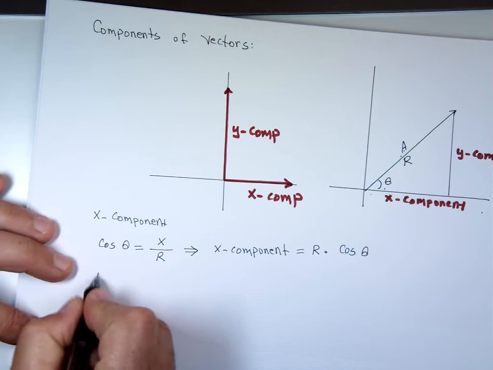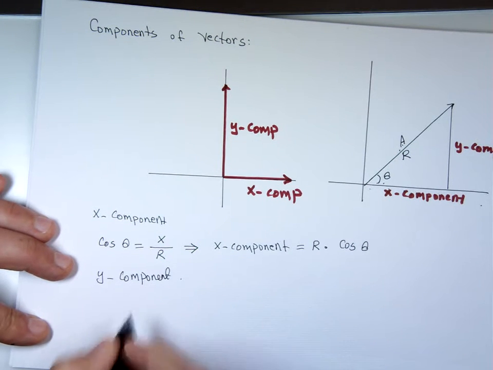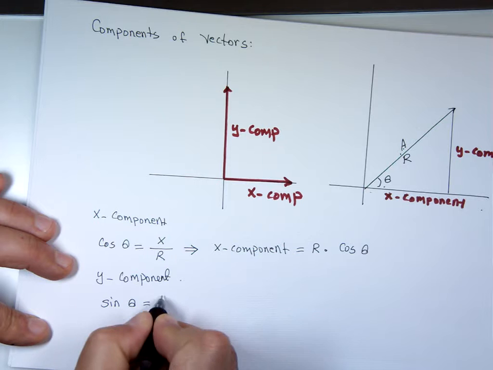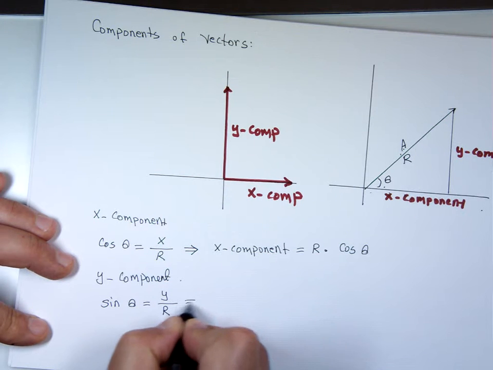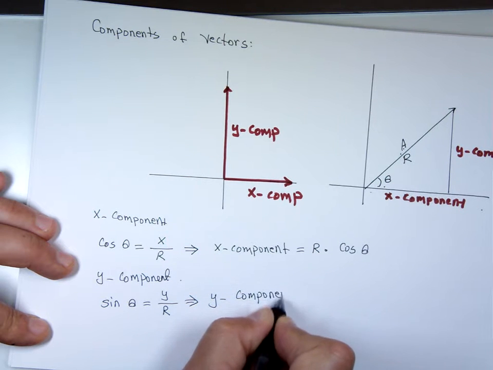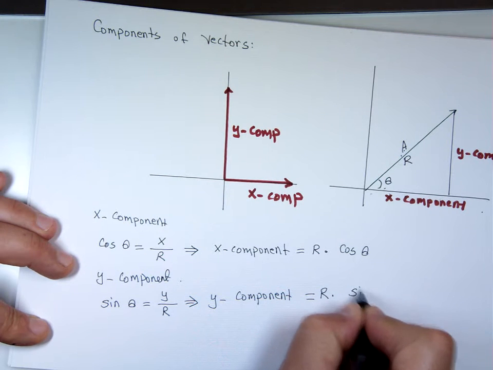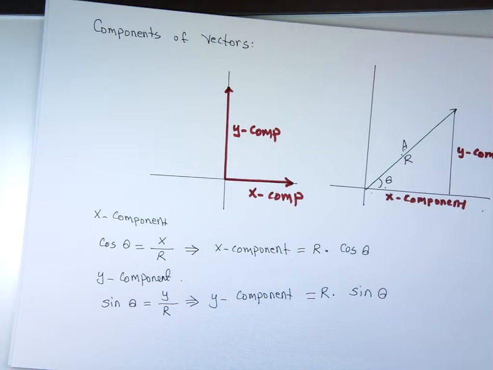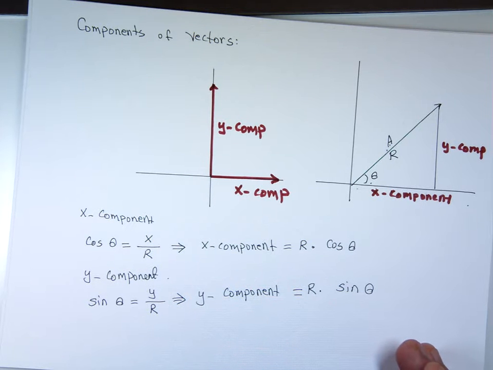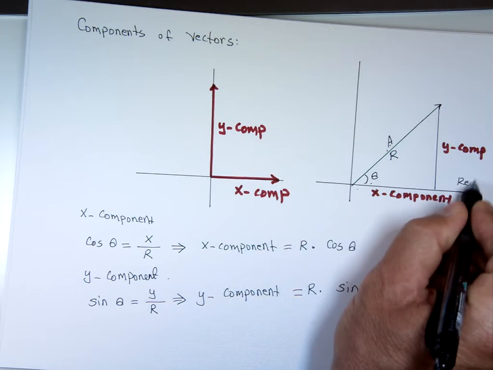And if you want to find the y component, y is the opposite, that's the sine. So the y component is equal to what? R times sine theta. So that's how we find the x and y component. You always want to make sure theta is always measured with respect to the positive x-axis. That's your reference when you measure theta.